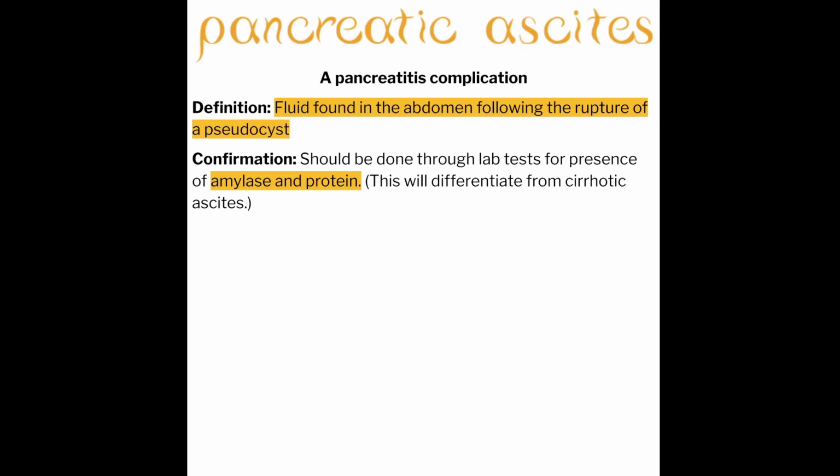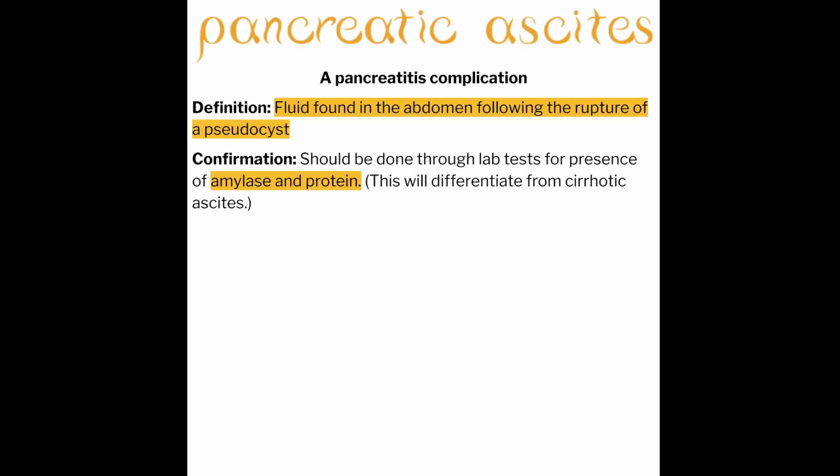Another complication of pancreatitis is the pancreatic ascites. So pancreatic ascites occurs typically when a pseudocyst ruptures and allows that fluid to flow into the peritoneum. Now, there are some other causes of pancreatic ascites. Basically it just happens when the pancreas is so malfunctioning, it kind of causes the liver to malfunction as well, and then that will start to build up ascites.